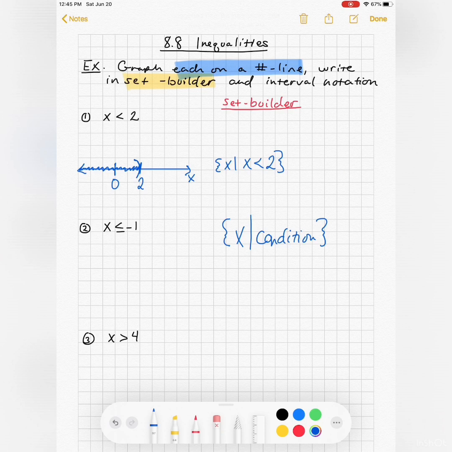Okay, so how do I read that? The set of all the x's where x is less than 2. Then I still need to write my interval notation. So for the interval notation, I really look at the number line. So I say, how far left does this go? It goes all the way to negative infinity, right? And then I put a comma. And then how far right does it go? It goes all the way to 2.